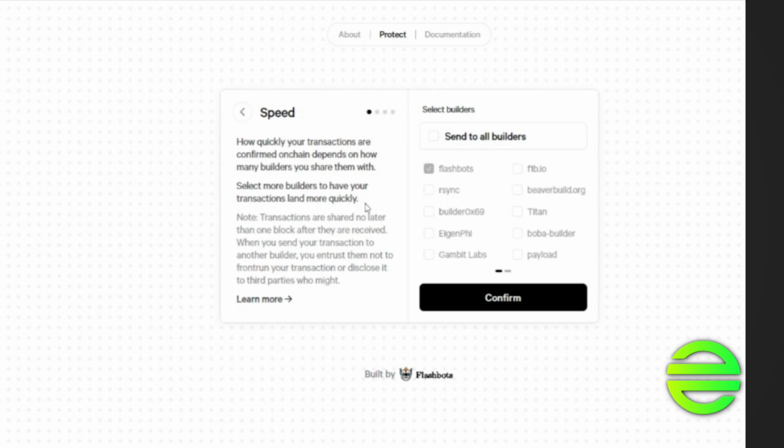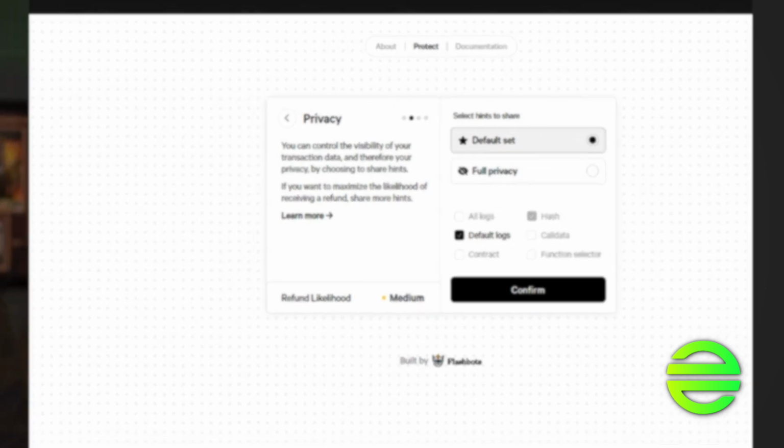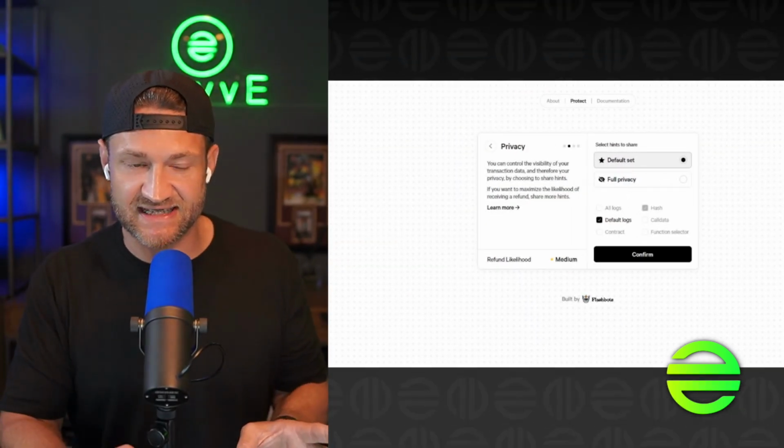Now for speed, what you want to do is you can click confirm here. If you click send to all builders, that's going to take away a lot of your privacy. All right. And so really all you need to do, send it to Flashbots, click confirm. That you can have full privacy or you can have the default set. Now the default set is going to give you a faster transaction.